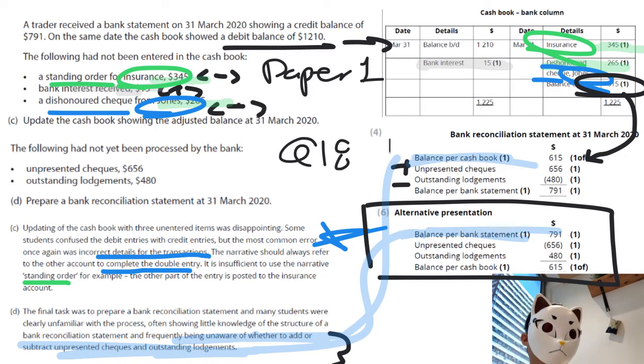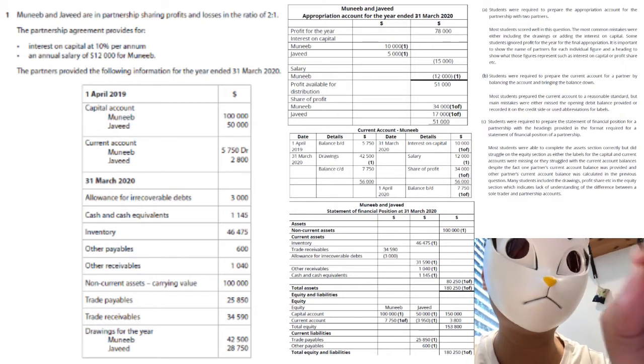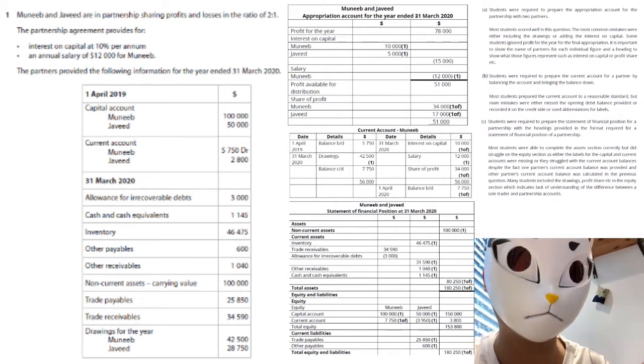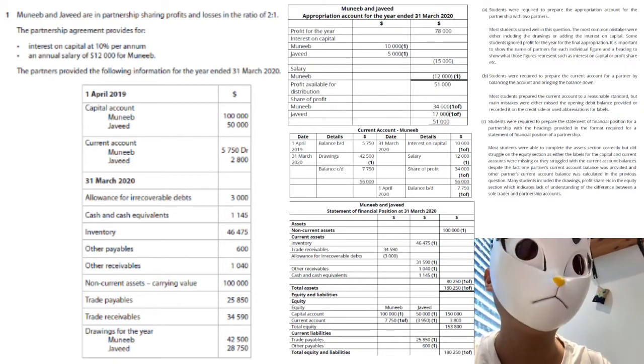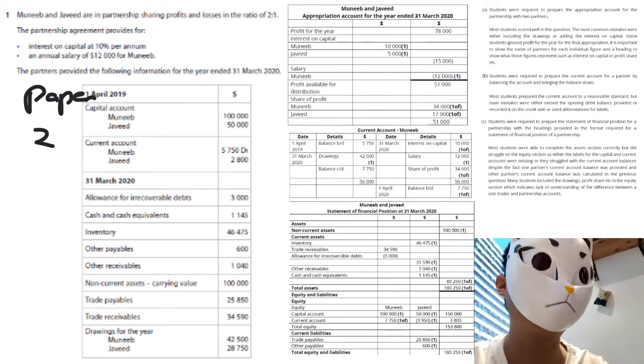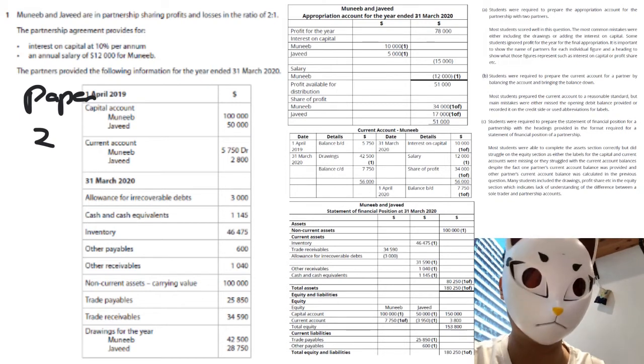So that's all for paper 1, and we are going to move on to paper 2. Right now we are going to take a look at the paper 2 questions. There are 2 questions in paper 2. For question 1, this is the partnership. I've put the case here, so you can take a look at the case.